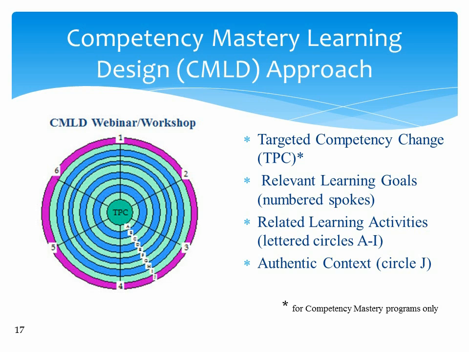There are related learning activities. Those are the lettered circles A through I. And there is an authentic context, that's circle J, that everything works in.